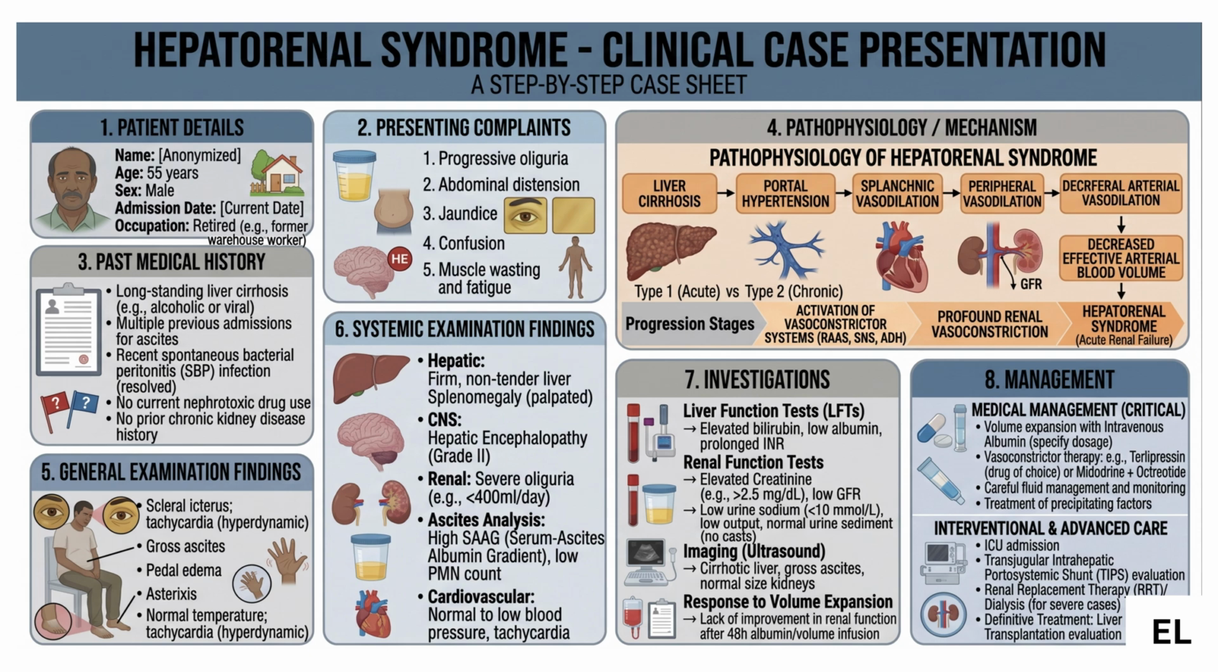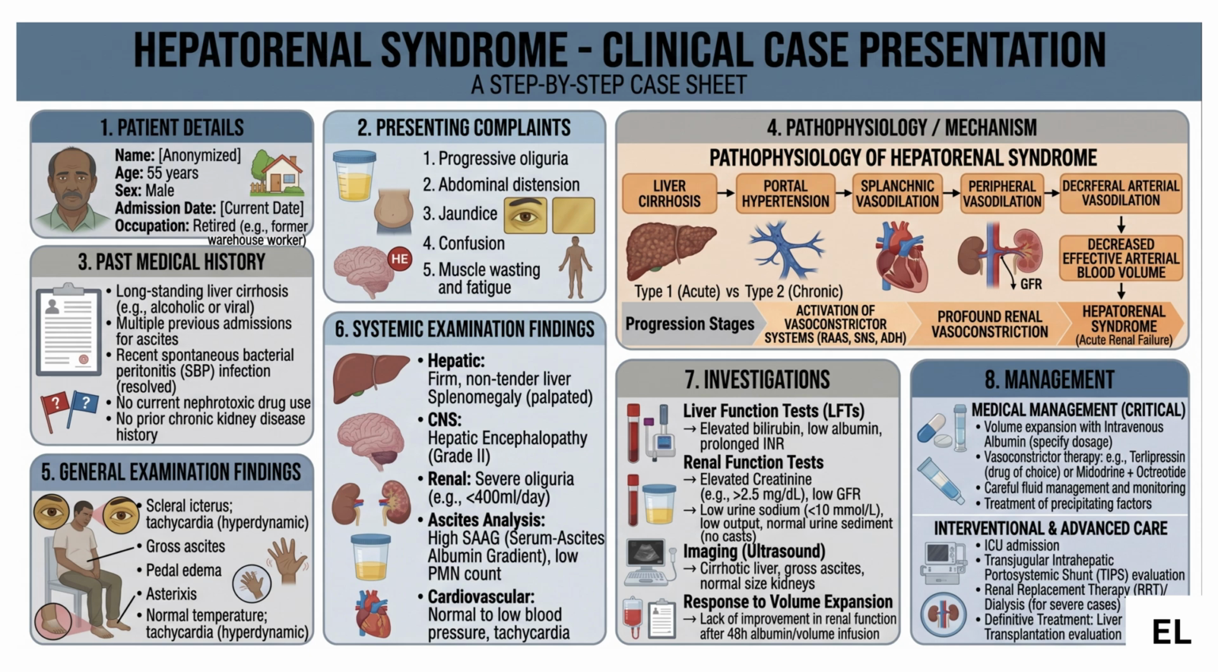Let us begin with the patient details shown in this clinical case sheet. We have a 55-year-old male patient with a known history of chronic liver cirrhosis. The image suggests that the patient may have had alcoholic liver disease or viral hepatitis as the underlying cause of cirrhosis. He has had multiple previous hospital admissions for ascites, which already indicates decompensated chronic liver disease.